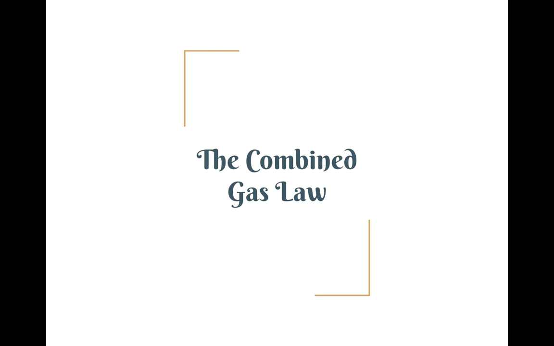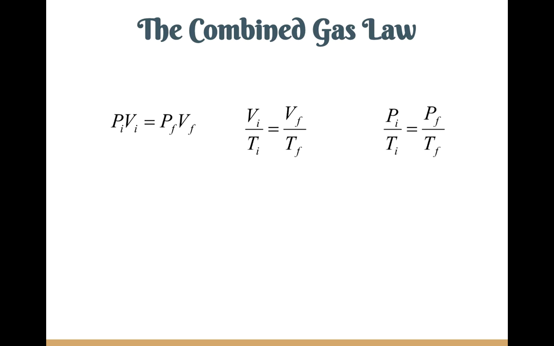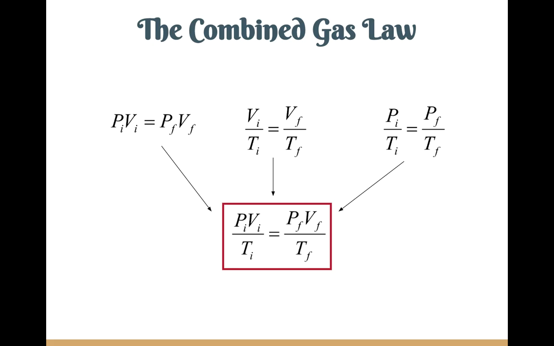In this video, we're going to look at the combined gas law and how we can use it to do calculations when three characteristics of the gas are changing. The combined gas law comes from combining Boyle's law, Charles's law, and Gay-Lussac's law into one equation. So this is the combined gas law: Pi Vi over Ti is equal to Pf Vf over Tf.